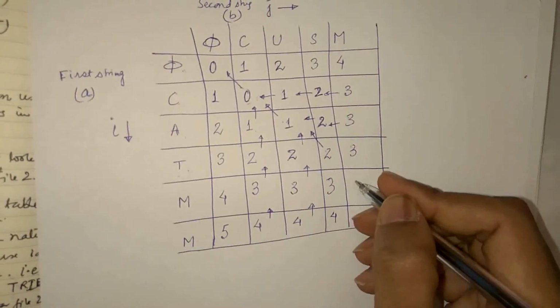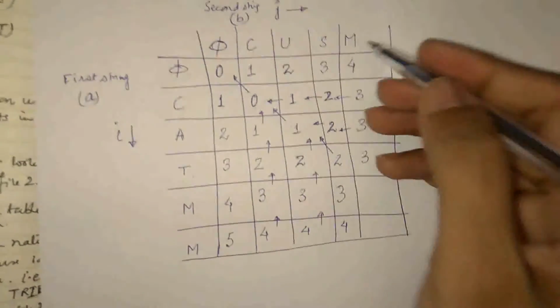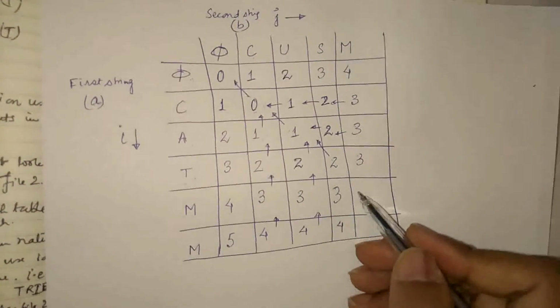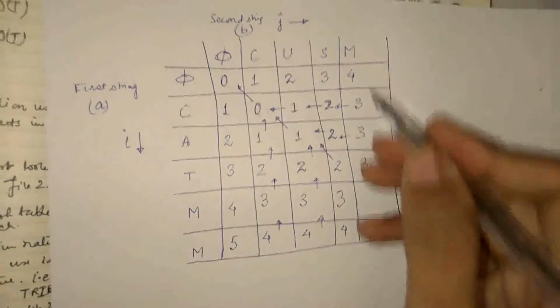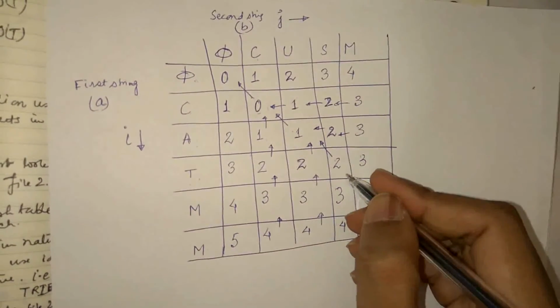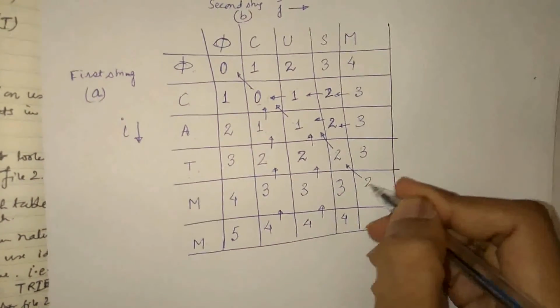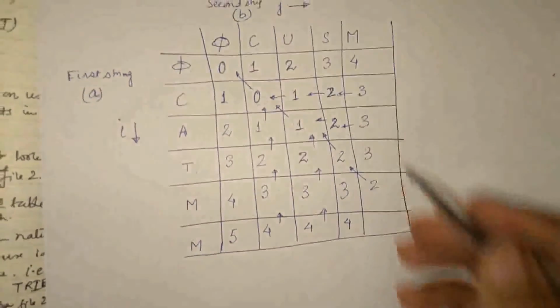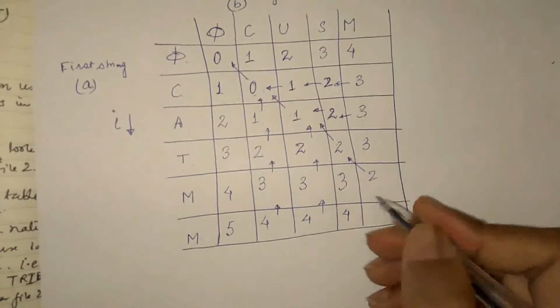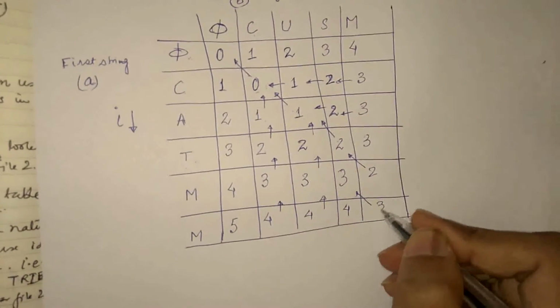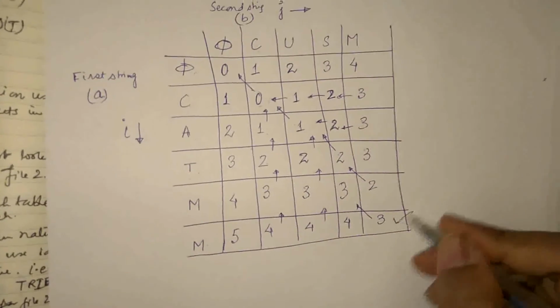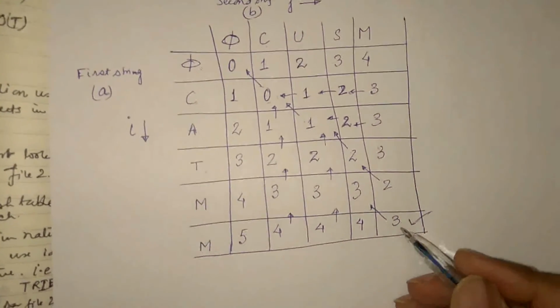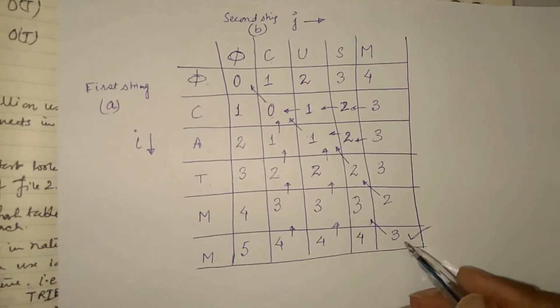Now here it is interesting, since m and m is a match. If these two are a match, we'll just take the diagonal value, that is 2. Here m is a match, we'll just take the diagonal value. So this is our answer. The minimum number of edits will be 3, right?